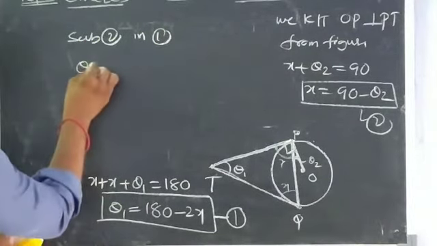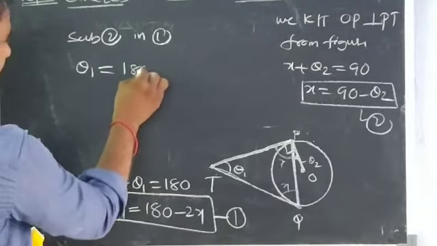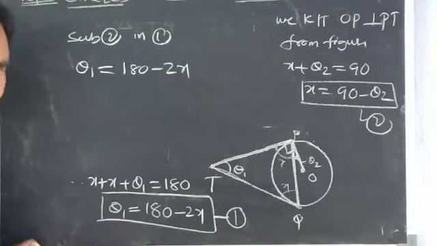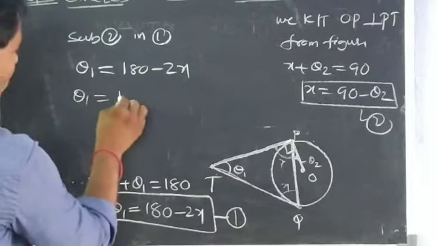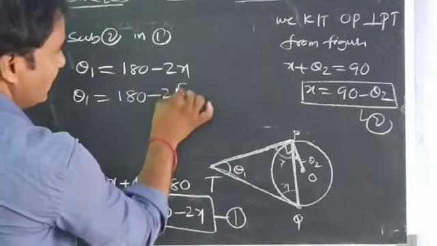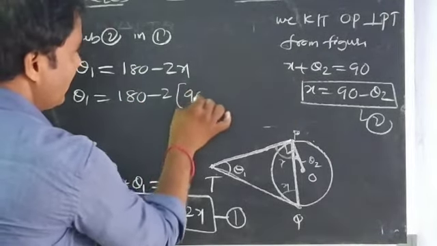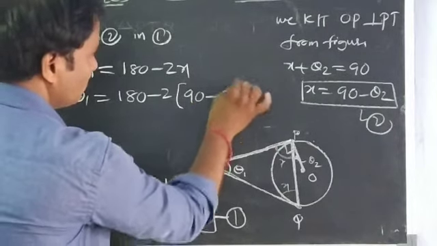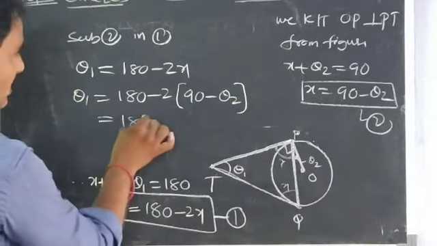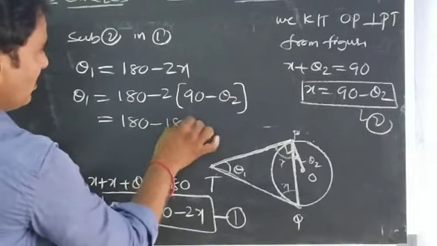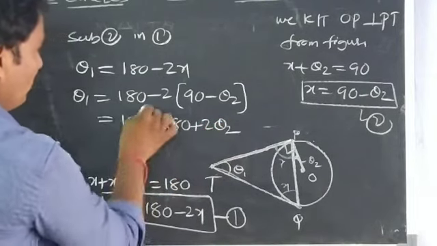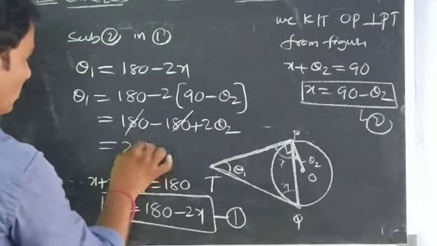What is 1? Theta 1 is equal to 180 minus 2x. Right? Theta 1 is equal to 180 minus 2 into x. What is x? 90 minus theta 2. Now by simplifying, 180 minus 180 plus 2 theta 2. 180 cancels. This is 2 theta 2.